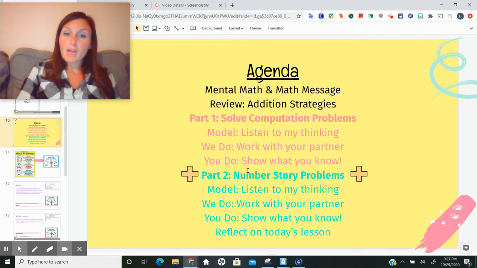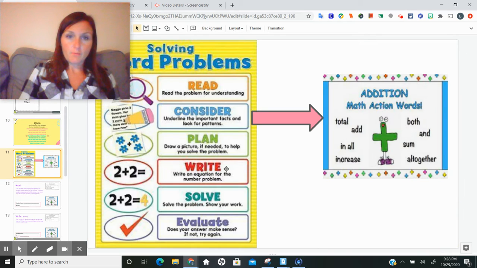All right, so now we're here at part 2. We just worked on solving computation problems of addition where you were just solving with numbers. Now we're here at solving number stories. Here we want to be able to read the number story. We're going to think about what are those important numbers, those important words.